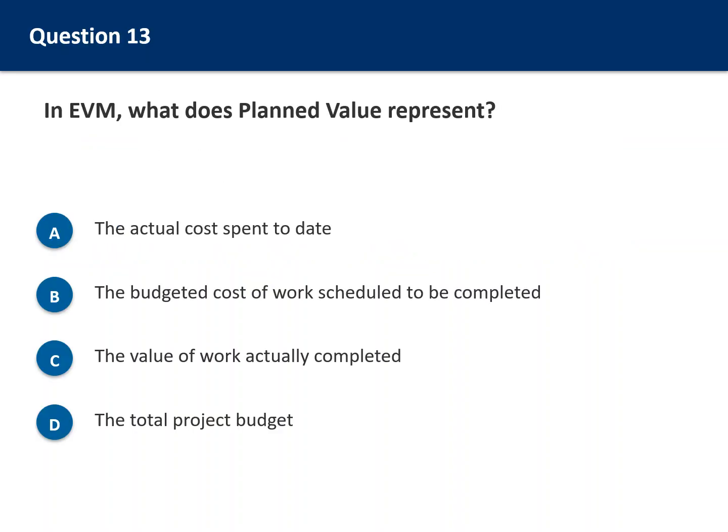Question 13. In EVM, what does planned value represent? Option A, the actual cost spent to date. Option B, the budgeted cost of work scheduled to be completed. Option C, the value of work actually completed. Option D, the total project budget. This is what you plan to accomplish by now.